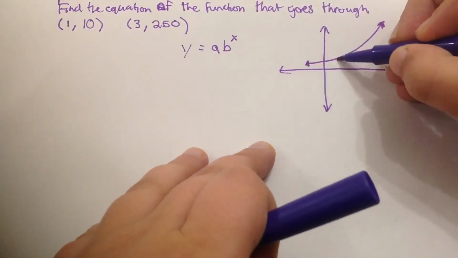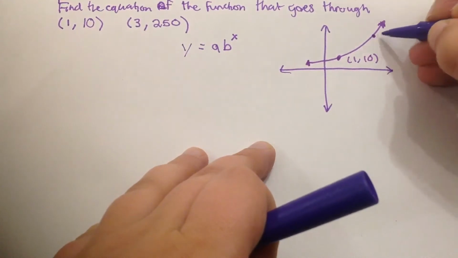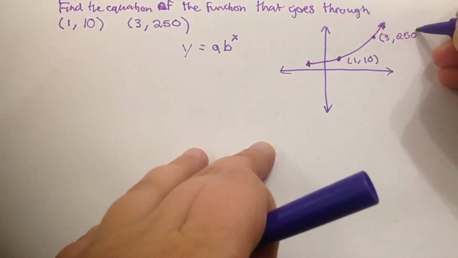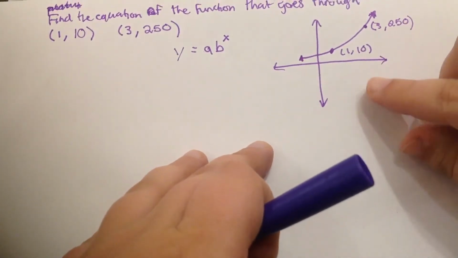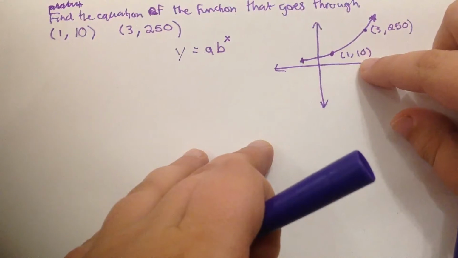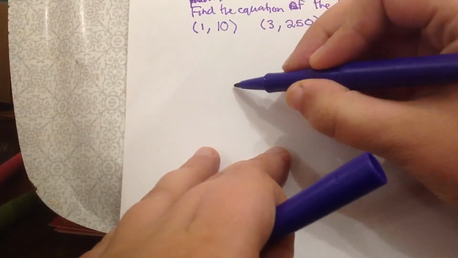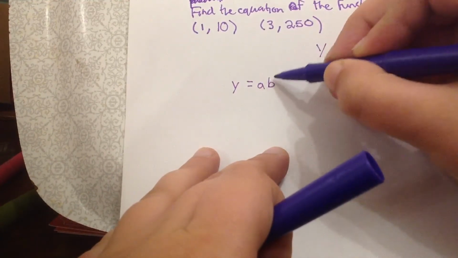And our 2 points on here, this first point is (1, 10). The second point here is (3, 250). Goal, we need to find a and b. So let's do this. The first thing I'm going to do is take my first point here and sub it into my general formula. So I'm going to start with y equals ab to the x.